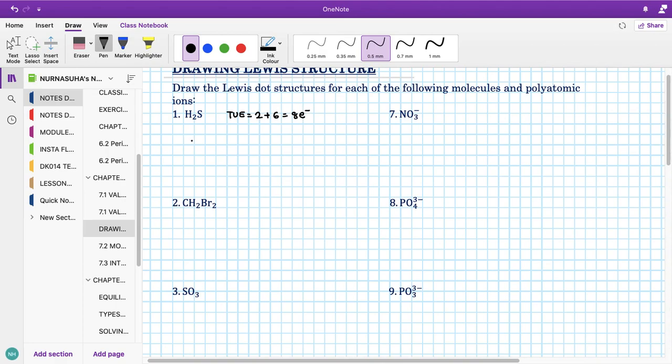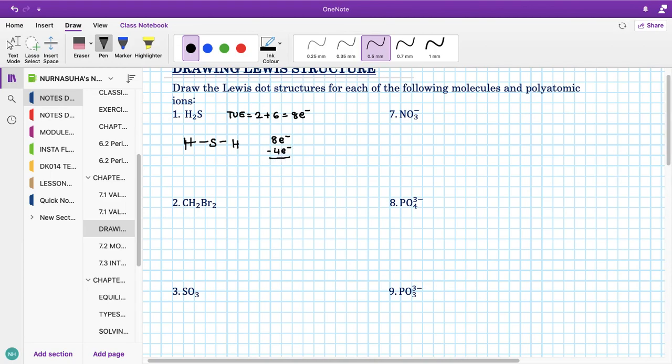Okay, so now next, let's draw the skeletal structure of H2S. I've also told you the most electropositive atom should be in the middle, whereas the more electronegative should surround the central atom lah. So we have 8 electron just now. So we minus 4 electron.